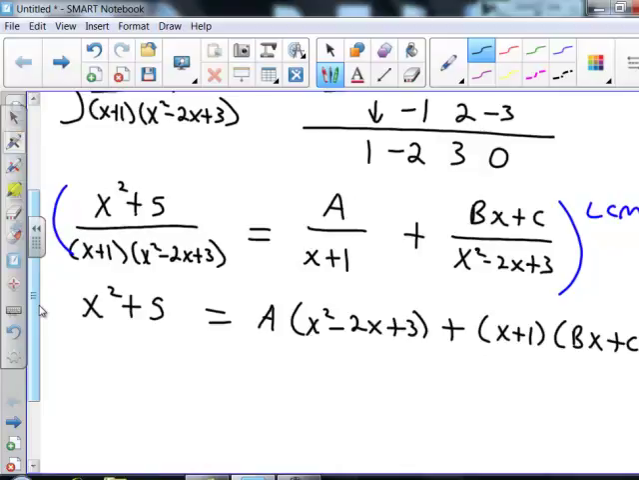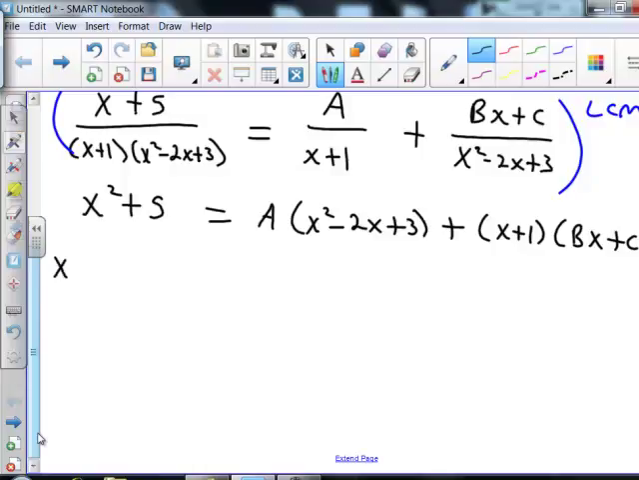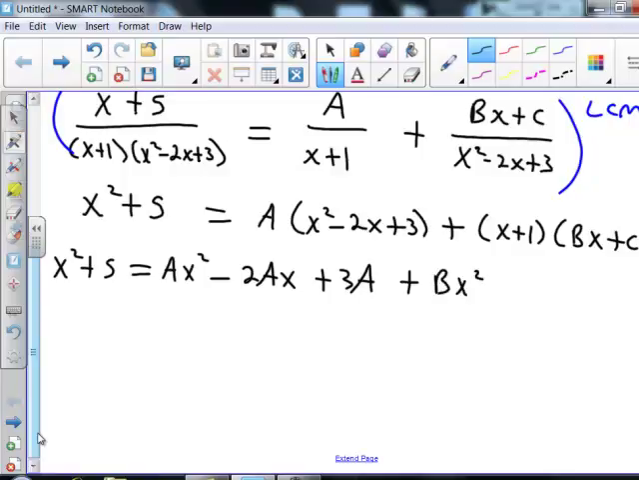Alright, so now, no way around this. You're going to have to multiply all this stuff out. So x squared plus 5 is going to be equal to, and this is not a short process by any means, ax squared minus 2a times x plus 3a. And if we multiply these two binomials together, we get bx squared plus cx plus bx plus c.